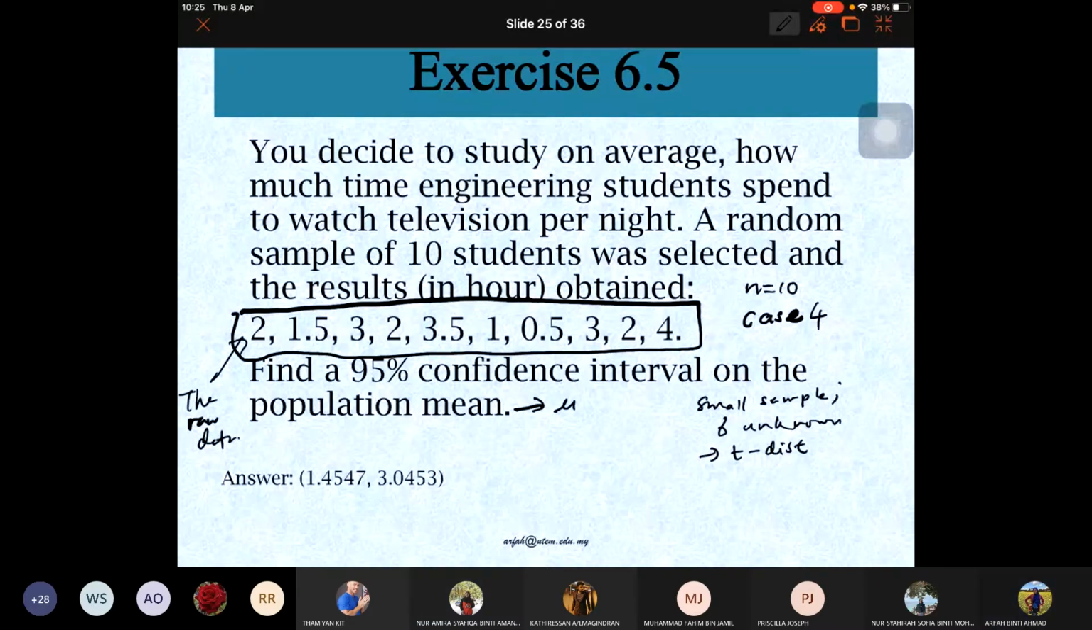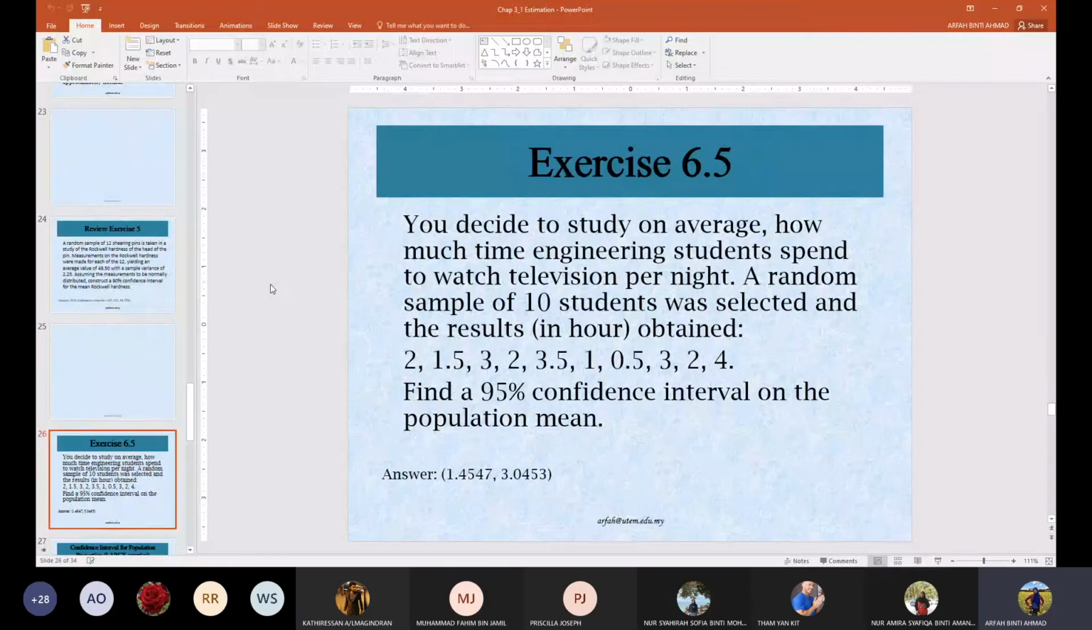The answer is you have to calculate using Excel. So key in this data in Excel. Okay, you can see I am sharing my screen right now. So this is your data. So I open Excel.